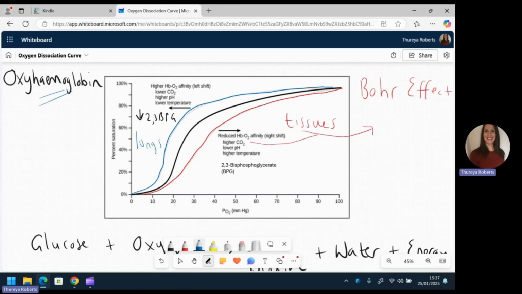For example, in the lungs where oxygen levels are high, carbon dioxide levels are low, and the pH is slightly alkaline there. The left shift helps haemoglobin hold on to oxygen more tightly so it can transport oxygen efficiently throughout the bloodstream. The lungs have a lower temperature compared to the tissues because they're exposed to cooler inhaled air.